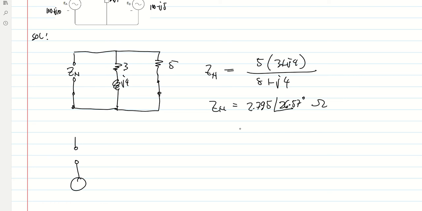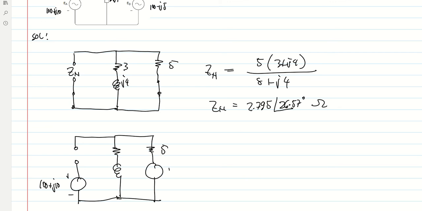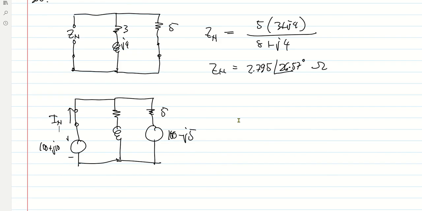So we bring back our sources, the voltage source. This is 100 plus J10 volts. Then we have here the resistor 5 and another voltage source, that is 100 minus J5 volts. So for the short circuit current, or the Norton's current, we short this load and we calculate the current passing through here, and that will be IN. So how do we calculate that current? That current is also this current.